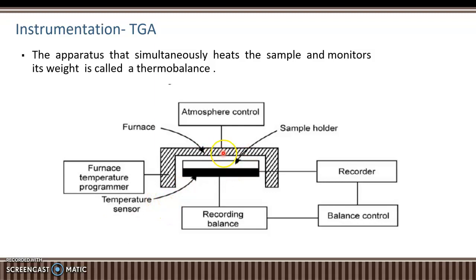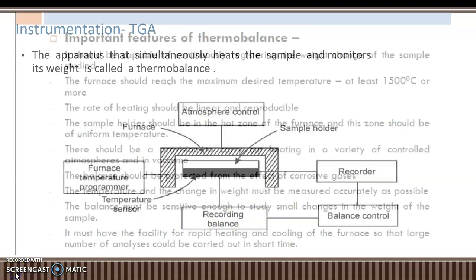Then the temperature changes will be measured using the temperature sensor. The environment is controlled by the atmospheric control. That means in common analysis we are keeping the environment inert. That means we are filling the furnace with nitrogen or argon or helium, such inert gases, in order to avoid any chemical changes in the sample. Okay, so this is the block diagram and instrumentation of thermogravimetric analysis.